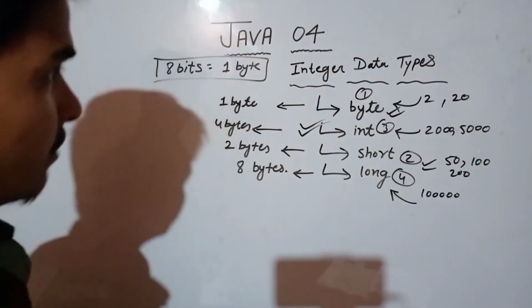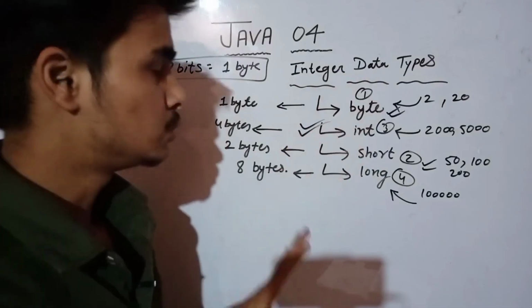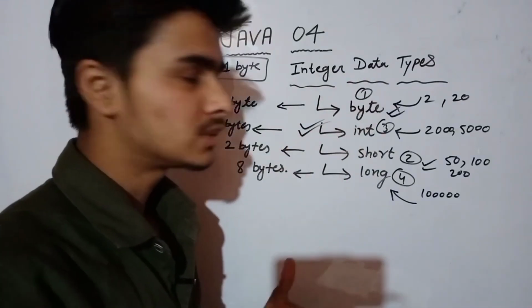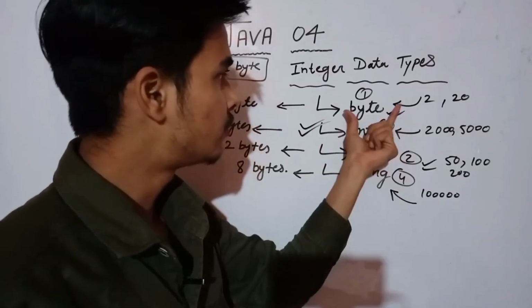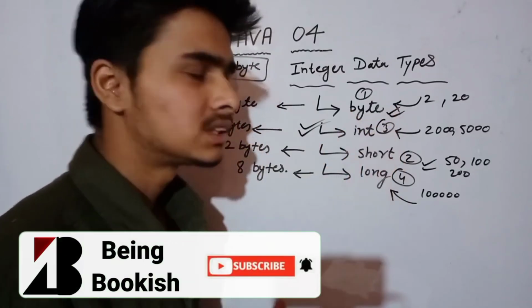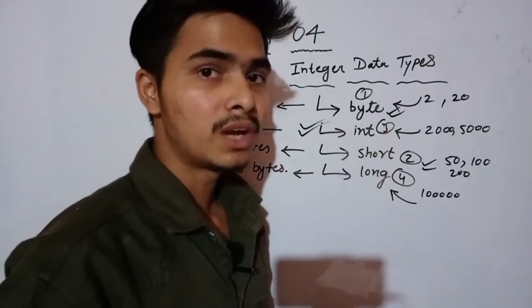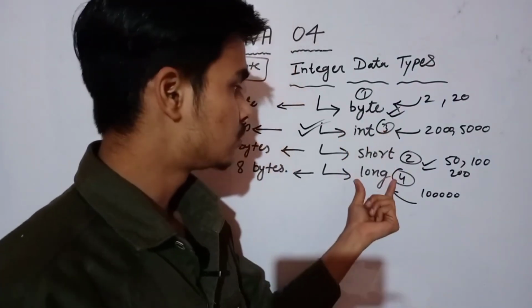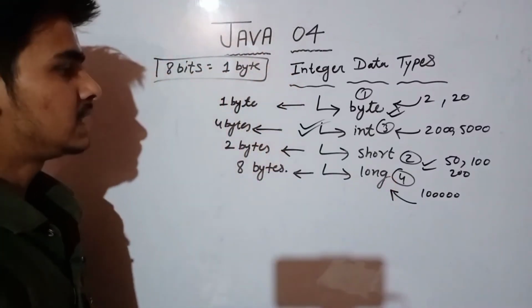So basically we have four types of integer data types, which are used to store different kinds of values depending upon their sizes. If the value is small, we should go for byte or short. If the value is a little big, we should go for int, and if the value is really very big, then we should go for long data type. Okay, so kindly note all this.